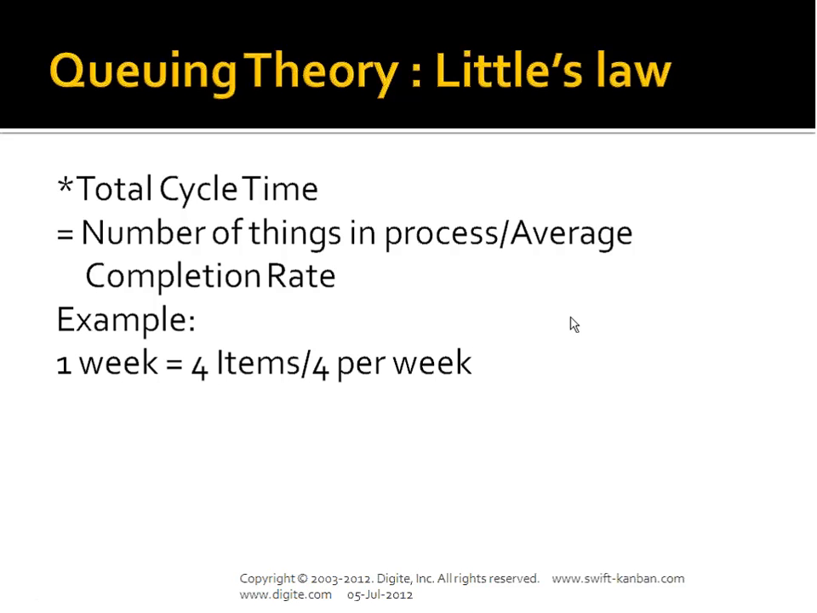Yes. Thanks. Okay. So basically, it tells you that the total cycle time for a particular feature or overall in the system depends upon the number of things that are in progress and your average completion rate. So if you have 4 items in your queue that you're working on, and you could deliver 4 items per week, then your cycle time is 1 week. Now if you put too many things in progress, and you have the same average time, then it will add up to your overall cycle time for a particular feature.